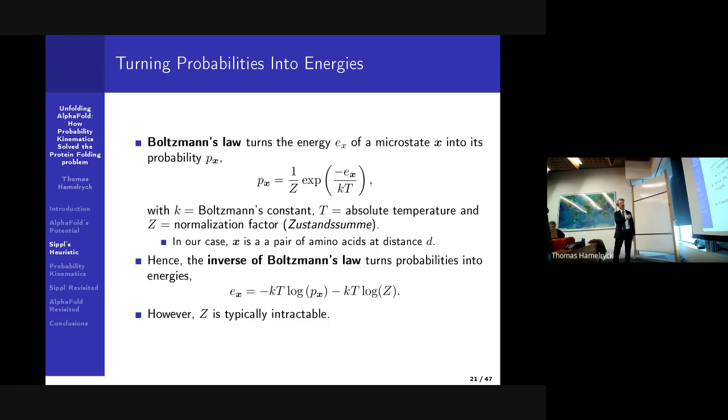So what's the probability of having two amino acids at a certain distance? It's 1 over a normalization factor, Z, times the exponent of minus the energy of that system divided by kT, where k is the Boltzmann constant and T is the absolute temperature. Now we can use the inverse of Boltzmann's law. We just reorganize these factors a bit, and we get that the energy is equal to minus kT times the logarithm of the probability of finding that exact state, let's say two amino acids at a specific distance, minus kT times the logarithm of this normalization factor. But of course, as usual, the normalization factor is intractable, so we cannot use it as is.